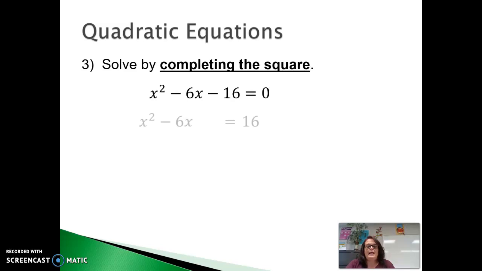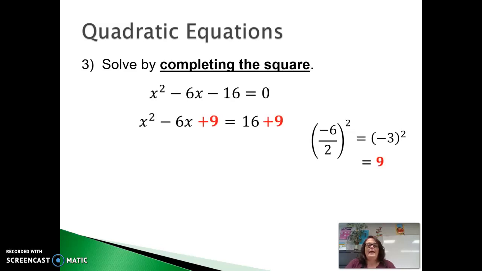So this time we're going to get the x's by themselves by adding 16 to both sides. And if you notice, I left a space for a new constant because I want to make the left-hand side a perfect square. So the way I find that constant is to take that middle term, put it over 2, and square it. So that gives us -3 on the inside, and -3 squared is +9. So if I add 9 to the left-hand side, that makes it a perfect square, but I also have to add 9 to the right-hand side.